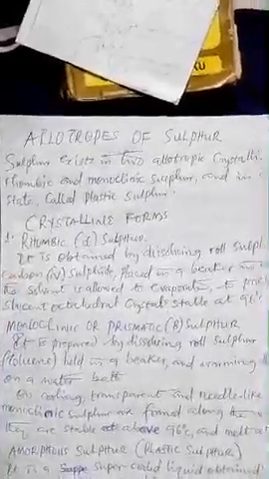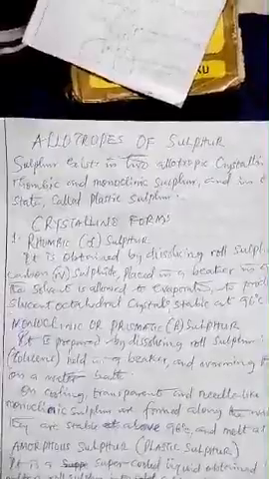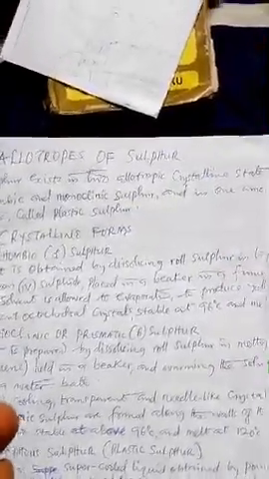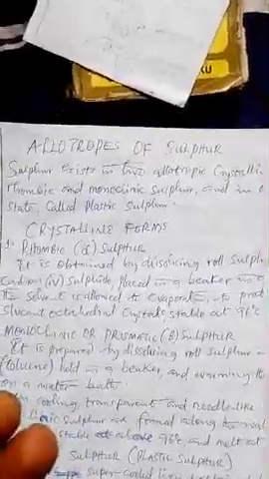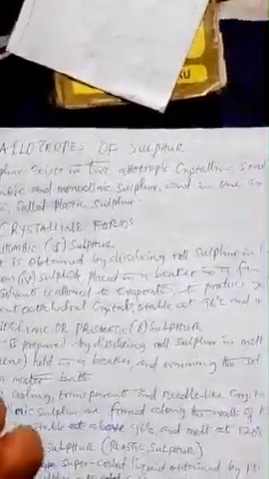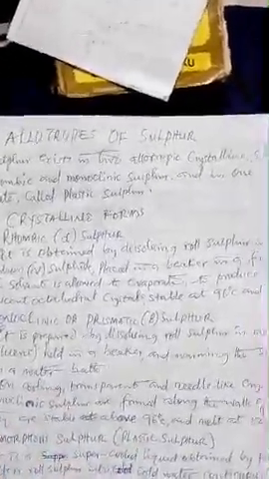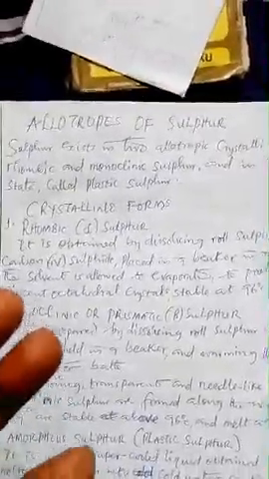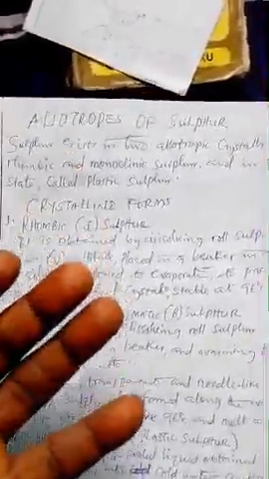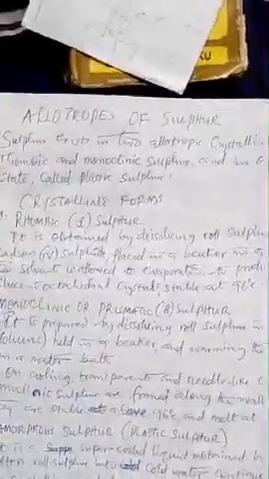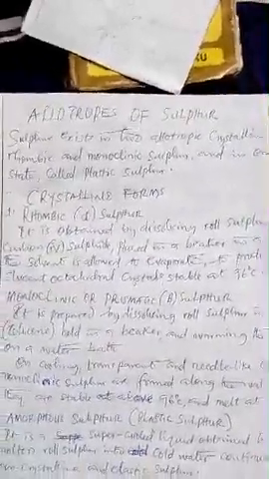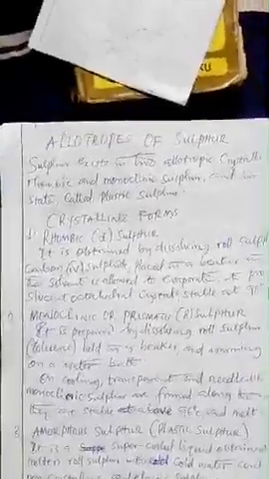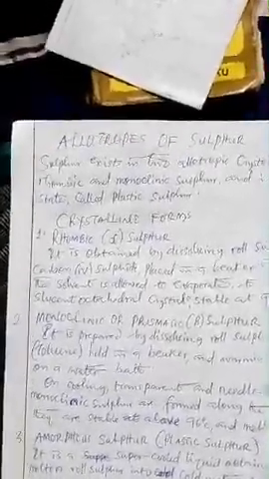The allotropes of sulfur. Sulfur exists in two allotropic crystalline states called rhombic and monoclinic sulfur, and in one amorphous state called plastic sulfur. That means we have three states of sulfur: two crystalline and one amorphous. This amorphous one is also called plastic sulfur.